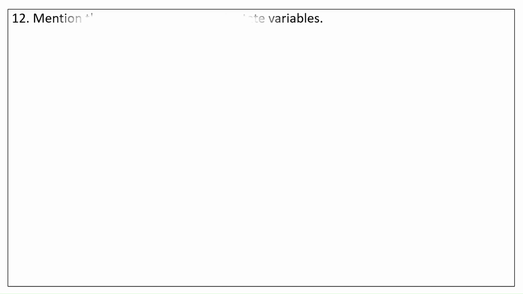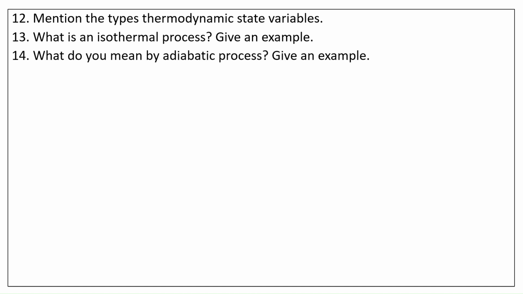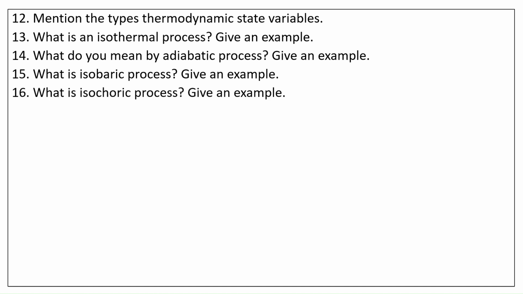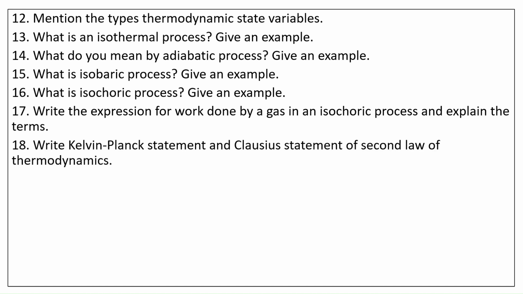12. Mention the types of thermodynamic state variables. 13. What is an isothermal process? Give an example. 14. What do you mean by adiabatic process? Give an example. 15. What is isobaric process? Give an example. 16. What is isochoric process? Give an example. 17. Write the expression for work done by a gas in an isochoric process and explain the terms. 18. Write Kelvin-Planck statement and Clausius statement of second law of thermodynamics.